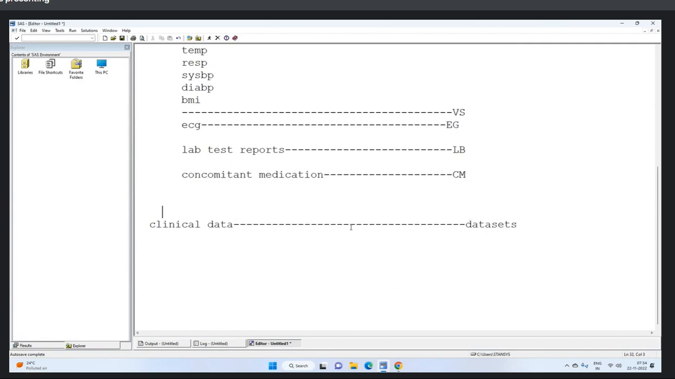By following the CDISC guidelines, and by using your SAS programming skills, you have to transfer all the clinical trial data into different data sets. If you are doing that, it is called SDTM. Do you know the full form of SDTM? Study Data Tabulation Model. Study Data Tabulation Model.